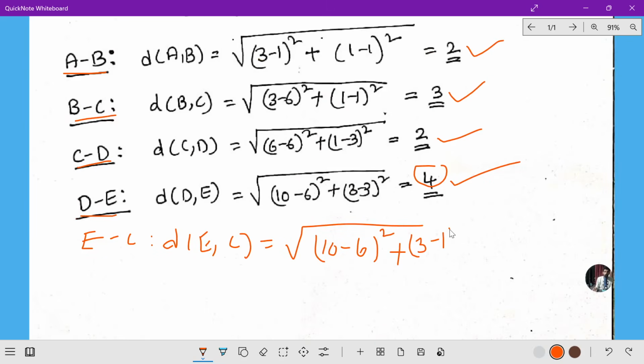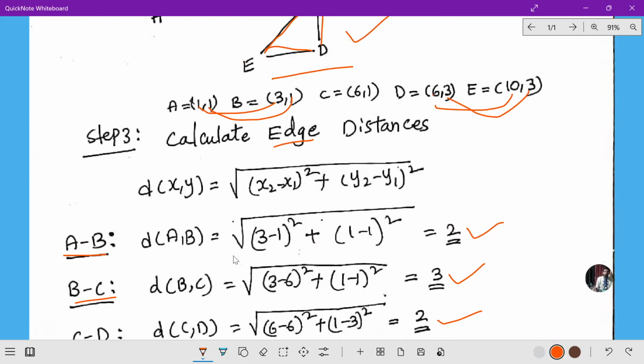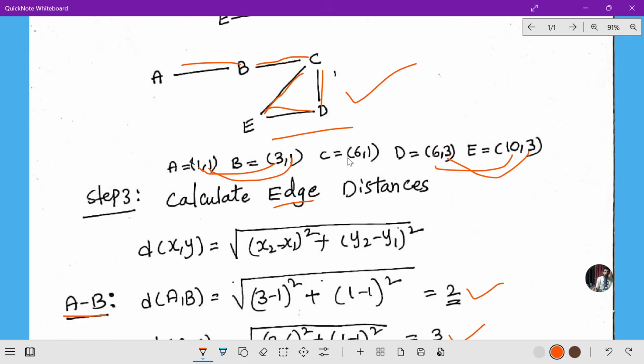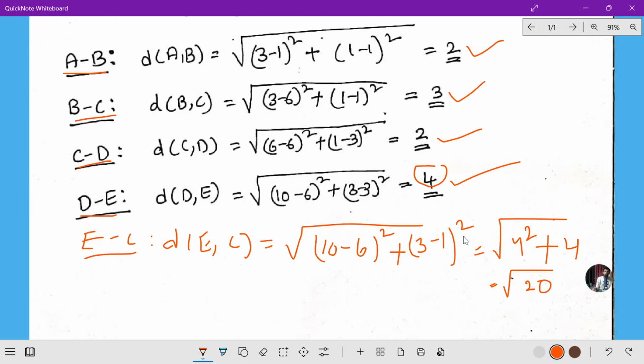So the answer is here. This is equal to square root of 4 square plus 2 square. 2 square means 4. So this is equal to square root of 4 square plus 2 square. So this is 16 plus 4. This is equal to 20. So we will find out the value of EC also. So what is EC? 10 minus 6, 4 square plus 3 minus 1, 2 square. So 16 plus 4, this is equal to 20. So this is about the EC.